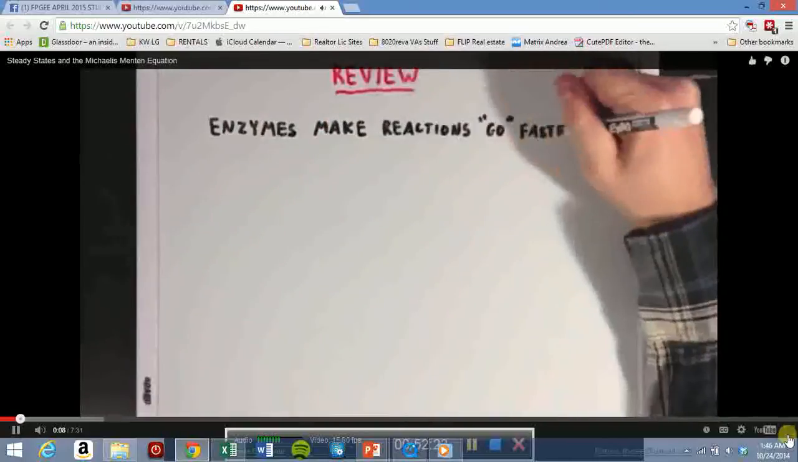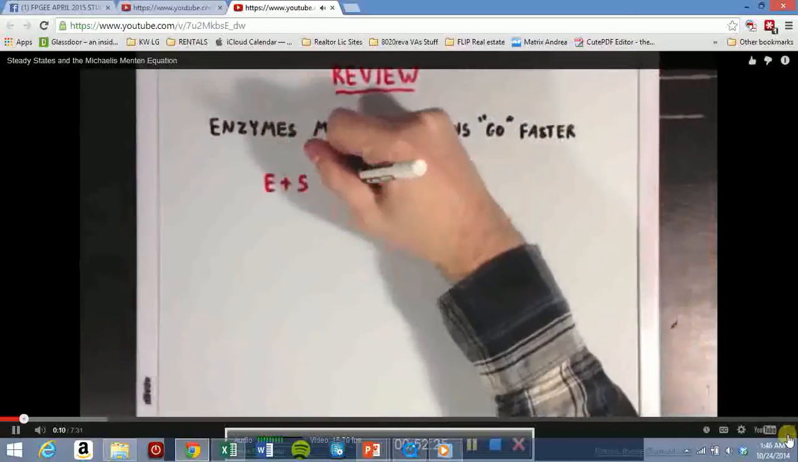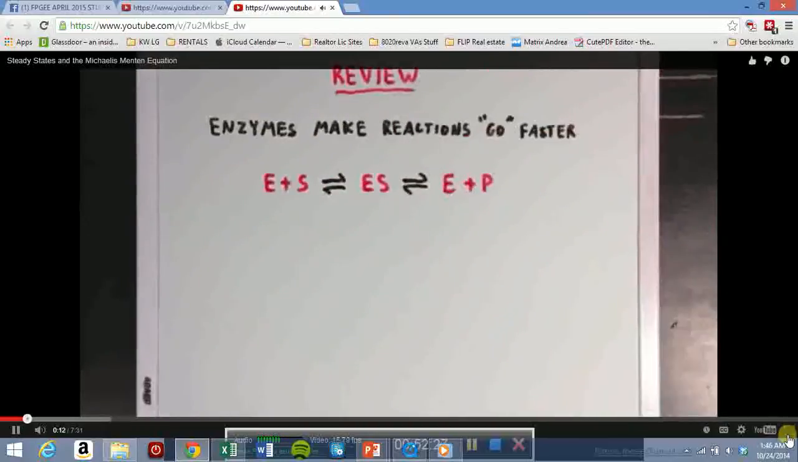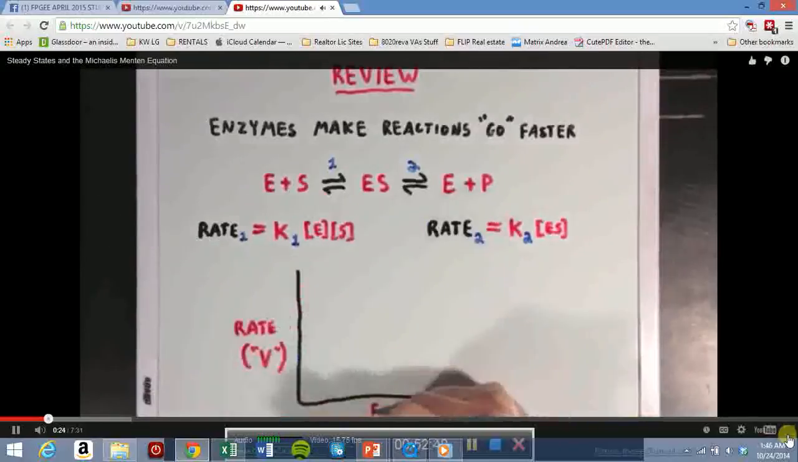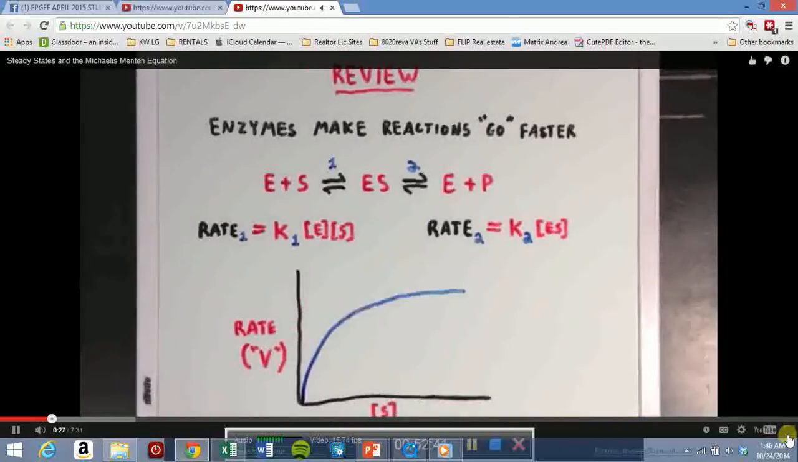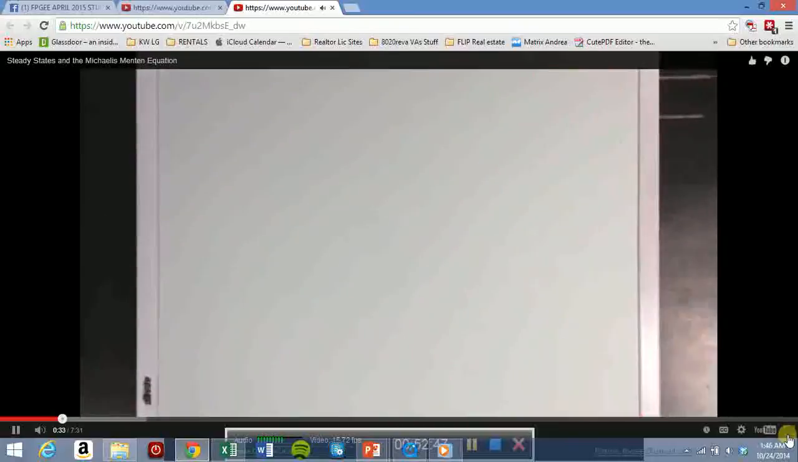But first, let's review the idea that enzymes make reactions go faster, and that we can divide the enzyme's catalysis into two steps. First, the binding of enzyme to substrate, and second, the formation of products. And each of these reactions has its own rate. Let's also review the idea that if we keep the concentration of enzyme constant, then at really high substrate concentrations, we'll hit the maximum speed for a reaction, which we call Vmax. So first, we'll talk about the steady state assumption and what that means.